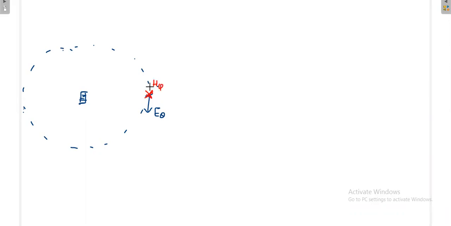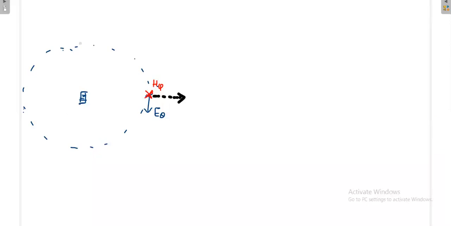Then you apply the right hand rule. You go from E theta to H phi. H phi is really going inside the screen. Then you apply the right hand rule. Then what is the direction of power flow? Then definitely this is the direction of power flow. Yes, it is correct. Then you apply here.